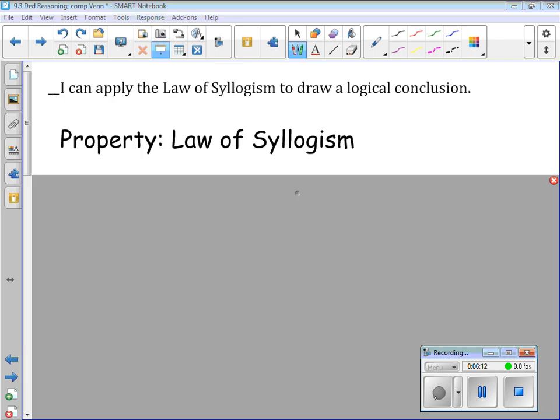Okay, here's the law of syllogism. As you can expect, having two laws close to the same name, you might mess these up. It's going to be really important you understand the difference. Maybe set up flashcards, whatever you have to do.